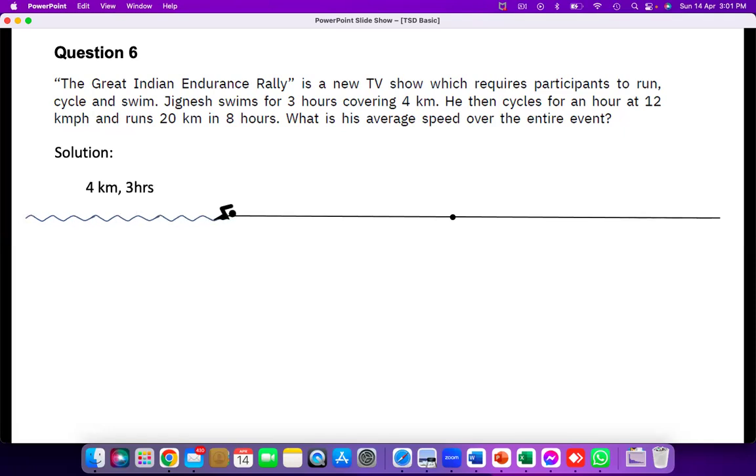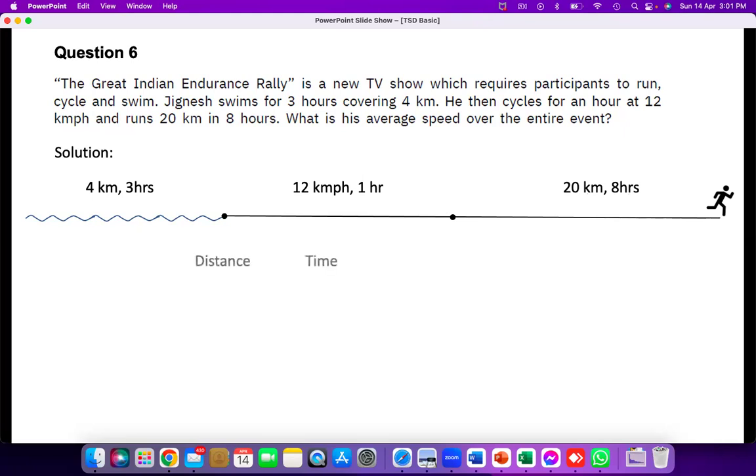Okay, see. 4 kilometer in what time? 3 hours. 12 kilometer in 1 hour, right? And then 20 kilometer in how much time? 8 hours. Is that fine?